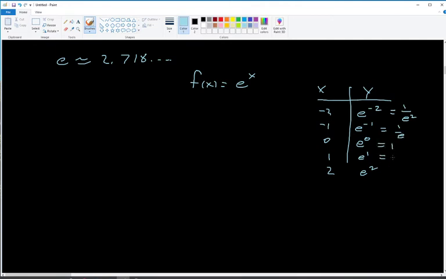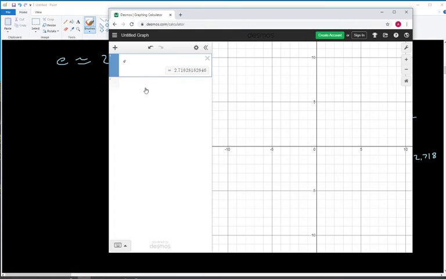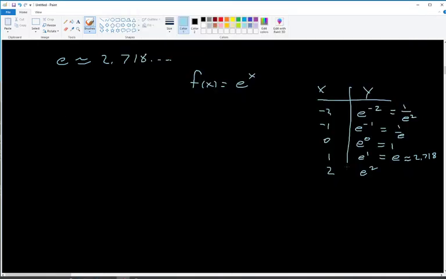E to the first will be e itself, which is about equal to 2.718. And e squared, let's see, what is that? So whatever 2.718 squared is, e squared will be about 7.389.